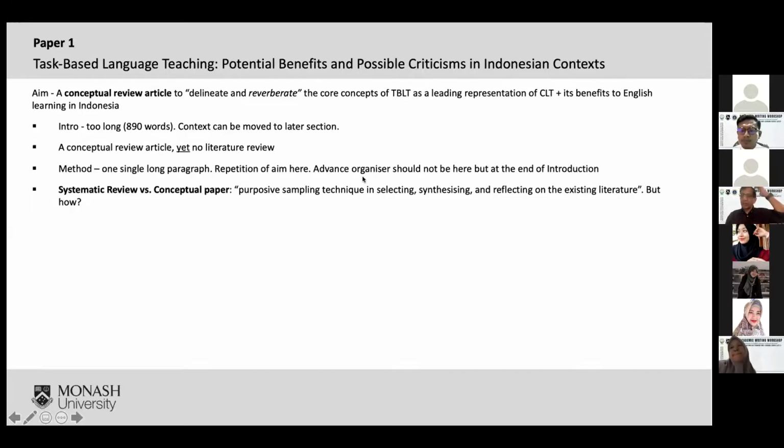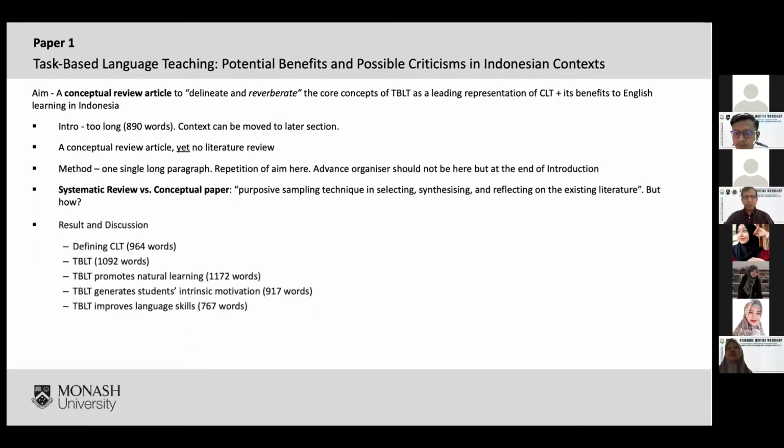So what is an advanced organizer? An advanced organizer is where you say, in this article, I will first do this, then I will do this, then I will do this, finally I will do this, right? Outline. That's called the advanced organizer. So the advanced organizer shouldn't be in the method section. It should be in the introduction. And then there is a difference between a systematic review and a conceptual paper. These two are a little different, and I could see some confusion about that as well. So that's one set of issues.